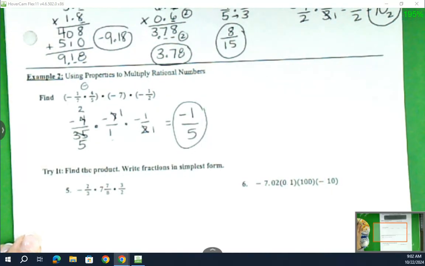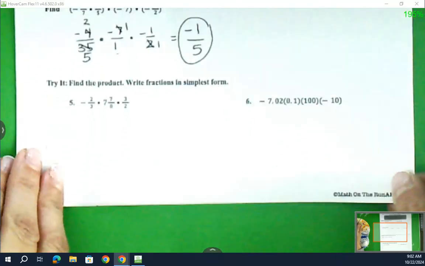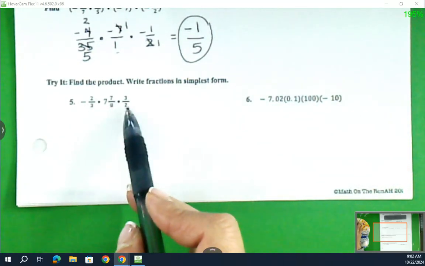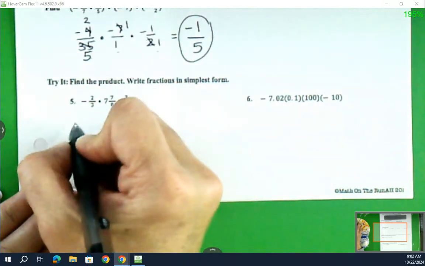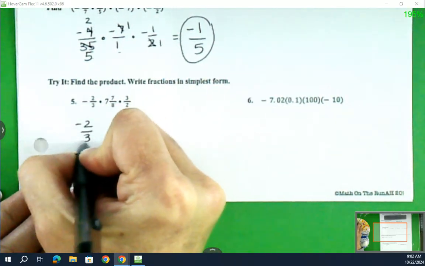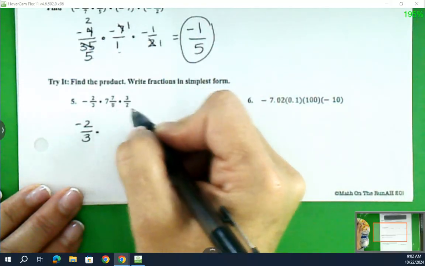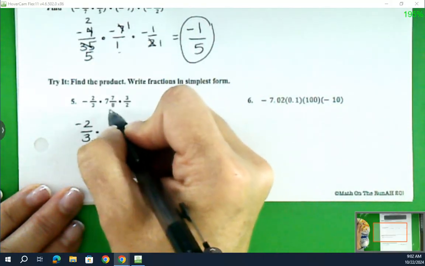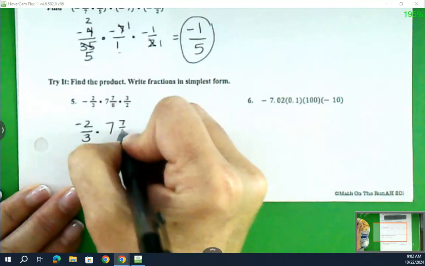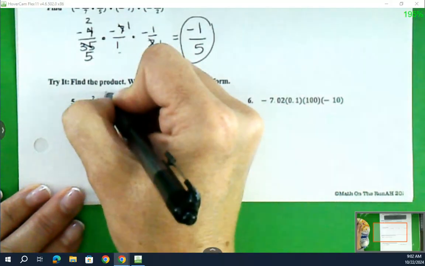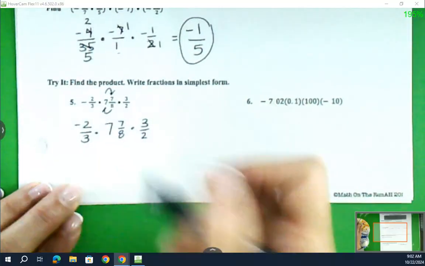Okay, find the product, write fractions in simplest form. For number 5, we notice that we have a fraction, a mixed number, and a fraction. So we're going to rewrite this as our fraction here, but actually I'm going to leave it like this, and I'll show you why in just a second.